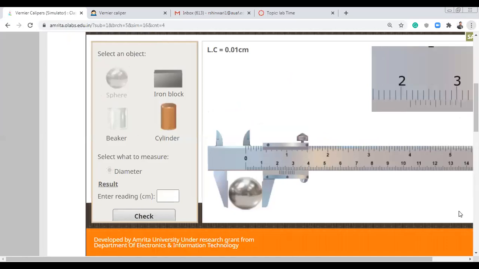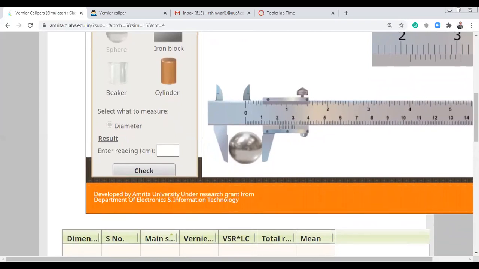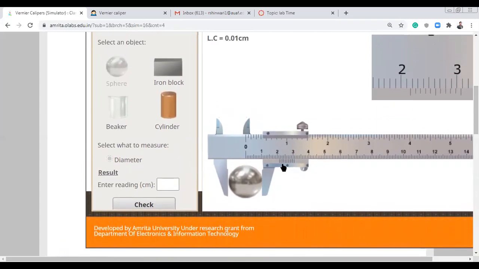Okay, now you can see this one. The scale, this is the starting point for the vernier caliper. You can see here the starting point for the vernier scale. So this is after 2 point something. If it is 2 centimeter or millimeter, after 2 we have 1, then 2, 3, 4, up to 3.